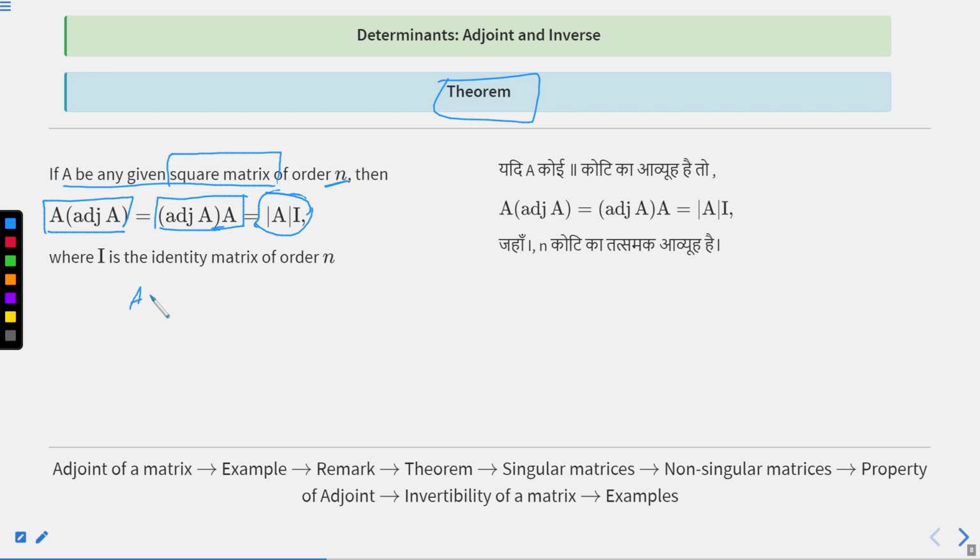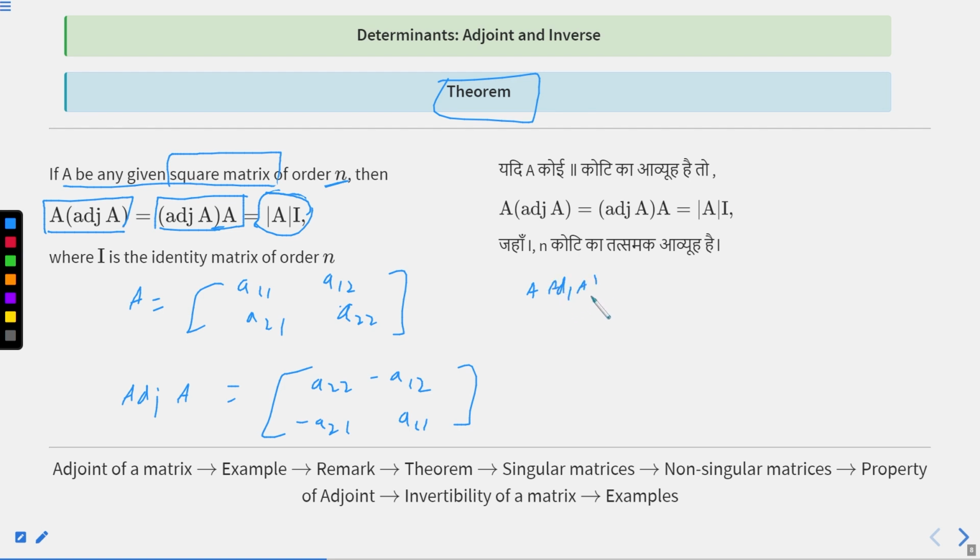So take the example of this 2 cross 2 matrix with entries a11, a12, a21, a22. Now adjoint of A will be what? As you know, directly you can write a22, minus a12, minus a21, a11. Simple. Now just multiply. A times adjoint of A will be what? Just multiplying, this row will be multiplied with this.